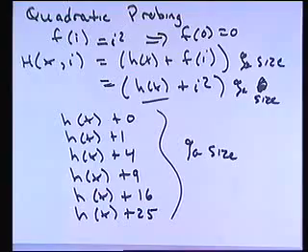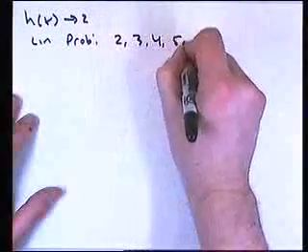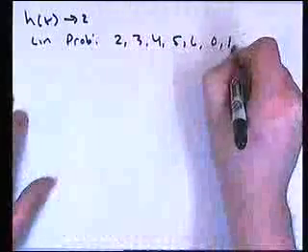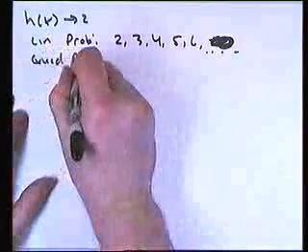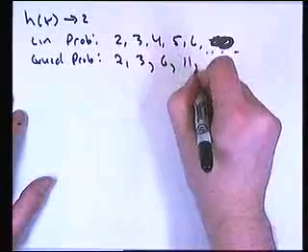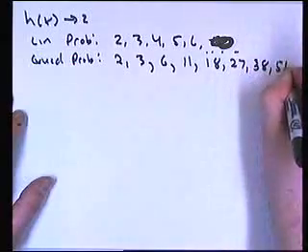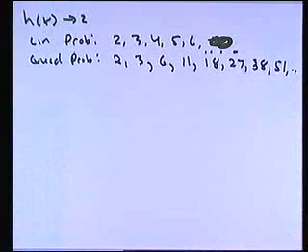That said, by way of an example here, if your h of x was 2, if you had linear probing, this would have been your sequence for a size 7 table. For whatever the size of your table was, that would be your linear probing sequence. For quadratic probing, this would be your sequence: 2, 2 plus 1, 2 plus 4, 2 plus 9, 2 plus 16, 2 plus 25, 2 plus 36, 2 plus 49, and so on. So those are the cells you're going to try. For linear probing, given a large table, you would try 2, 3, 4, 5, 6, 7, 8, 9, 10, 11, 12, and so on.